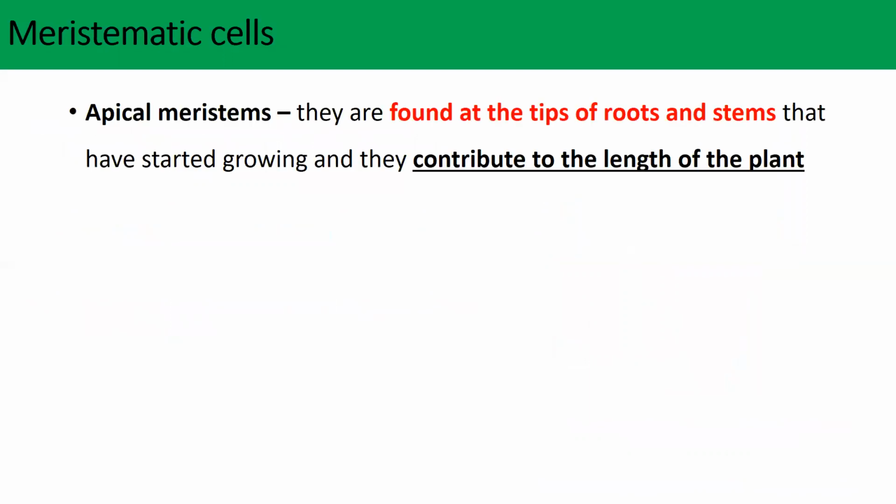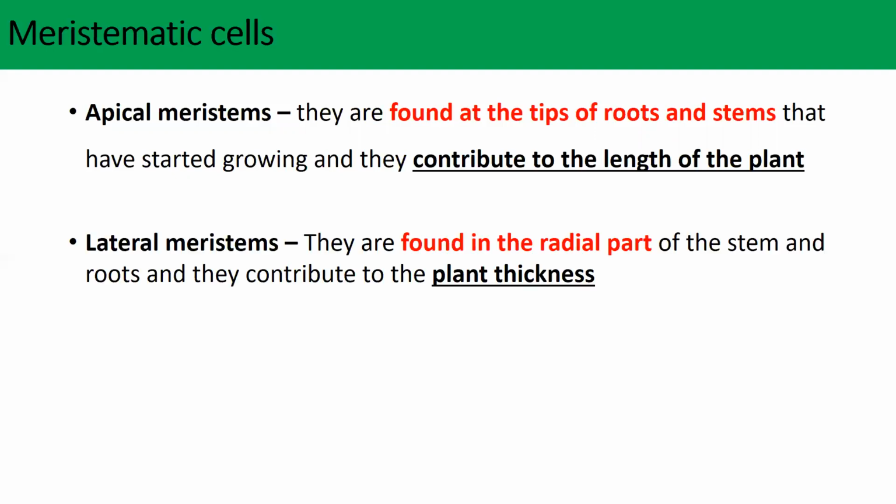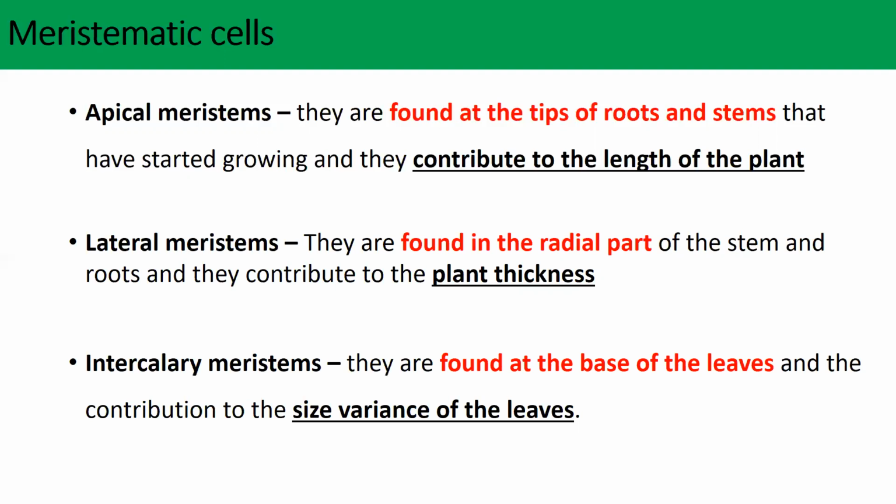So there are three types of meristematic cells which are classified according to the tissue they exist in. For example, apical meristems are found at the tip of the roots and stems that have started growing, and they contribute to the length of the plant. Lateral meristems are found in the radial part of the stem and roots, and they contribute to the plant thickness. And finally, the intercalary meristems are found at the base of the leaves, and they contribute to the size variation of the leaves.